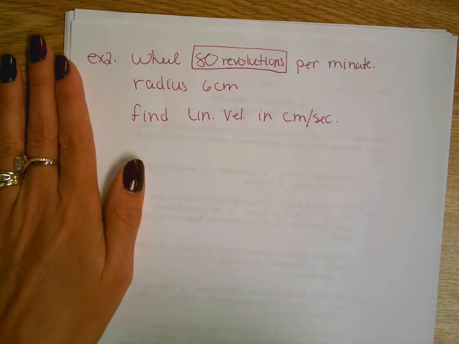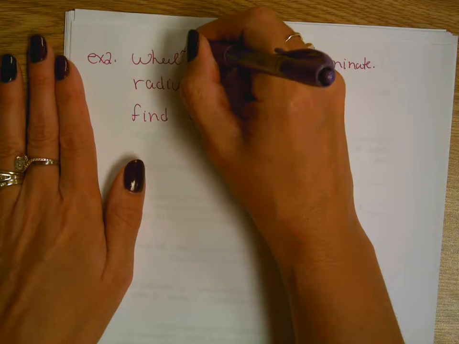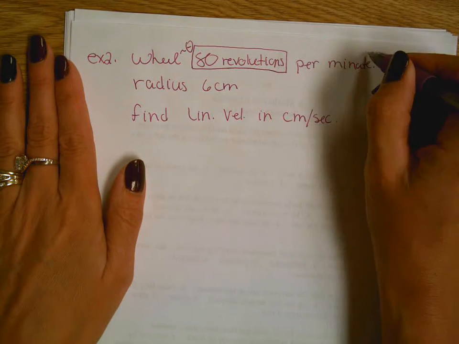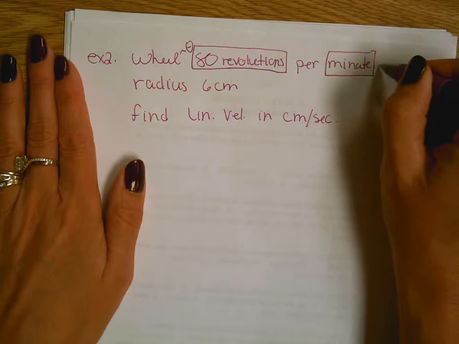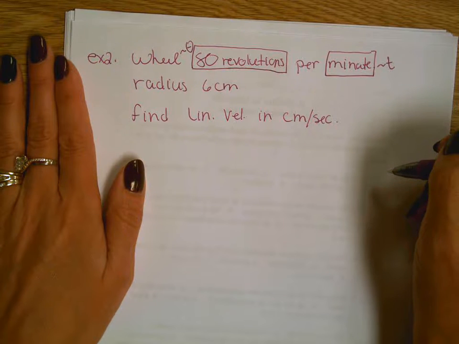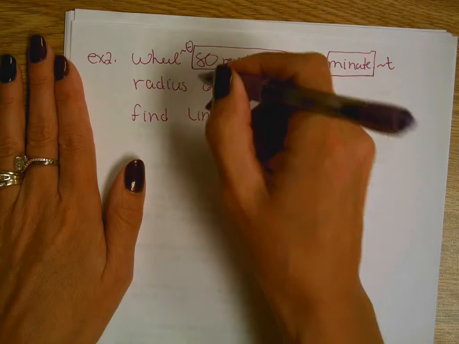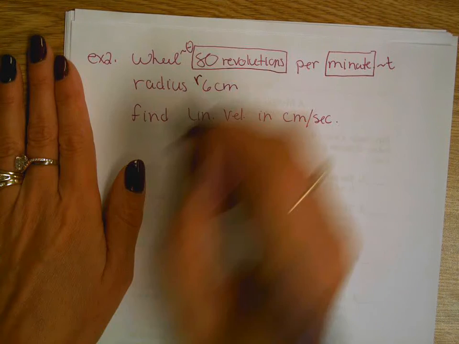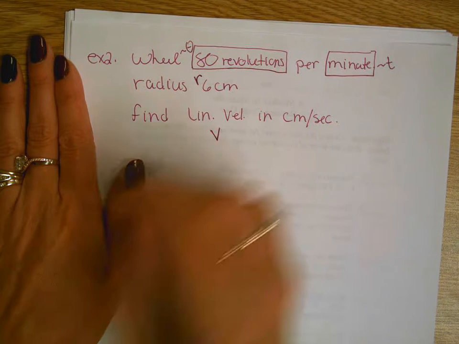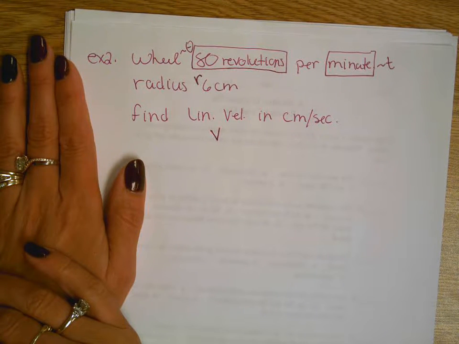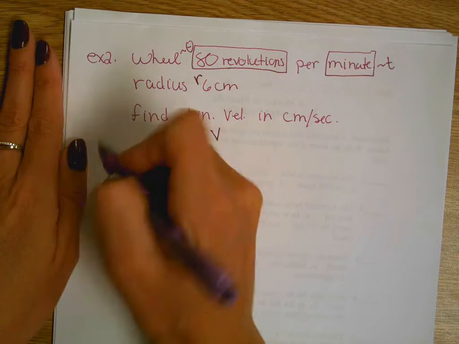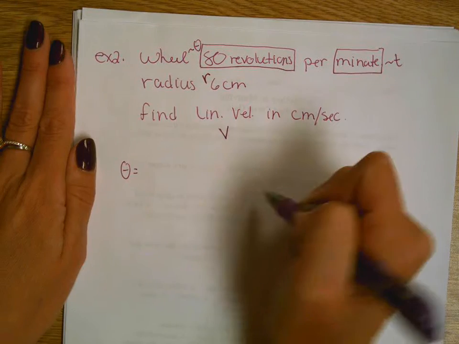We can get the number of radians from revolutions. So we're going to call that almost theta. I've got to fix it. Because I want my answer to be in seconds, this per minute I'm going to call that almost my time value, because I've got to fix that too. And then we've got our radius, and we're looking for big V. So we're going to be good to go with the same formula we just used after we fix the theta and the time.